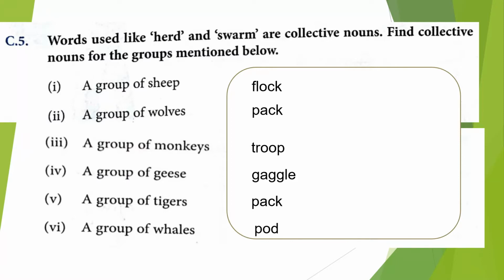A group of sheep, it's flock. A group of wolves, it is pack. A group of monkeys, it is troop. A group of geese, it is gaggle. A group of tigers, it is pack. A group of whales, it is pod. So flock, pack, troop, gaggle, pack, pod, all these are collective nouns.